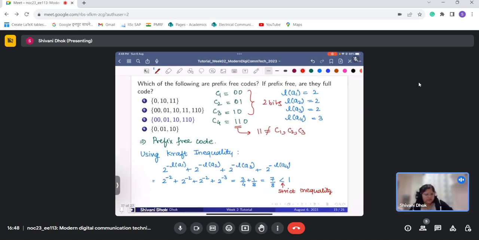Which means this thing is not equal to 1, or rather it is strictly less than 1, and hence this code, even though it is prefix free, it is not full. It is prefix free, but it is not full. Any questions?